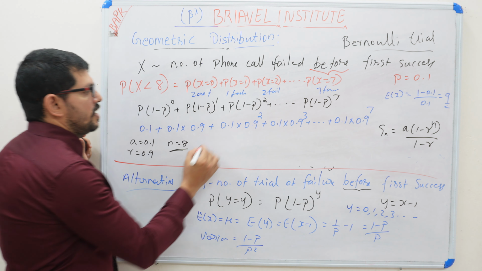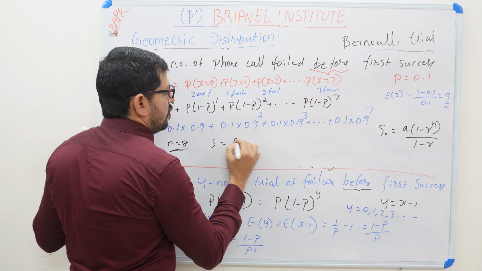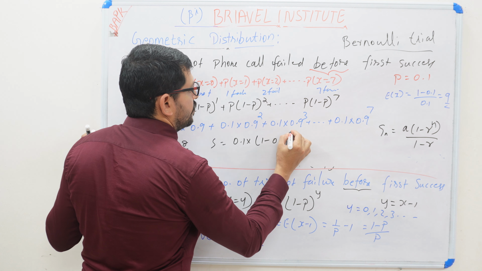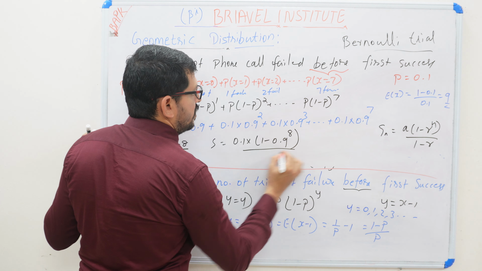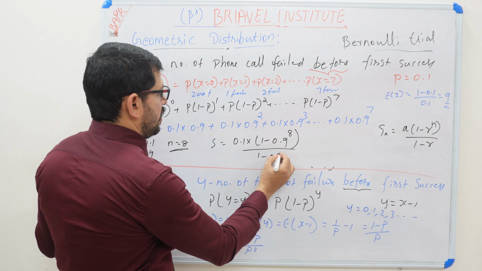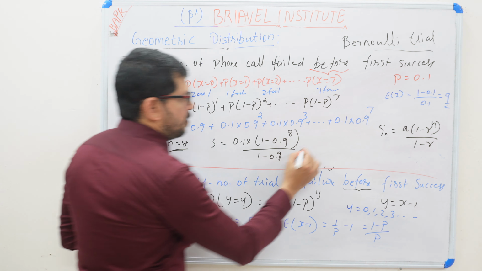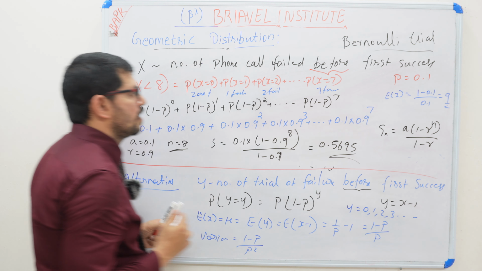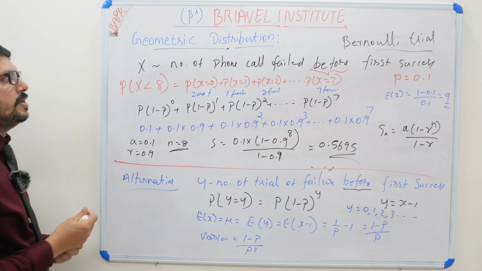So we can substitute: 0.1 into 1 minus 0.9 raised to 8, divided by 1 minus 0.9, since 8 terms are there. So this is approximately 0.5695. So that is the geometric distribution.